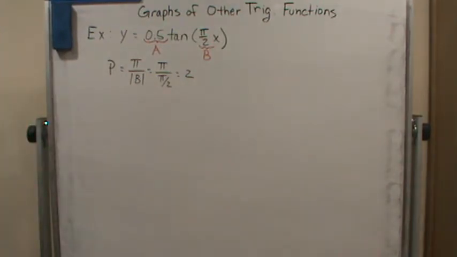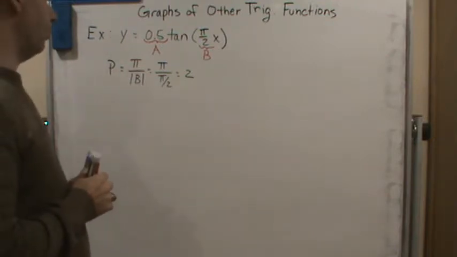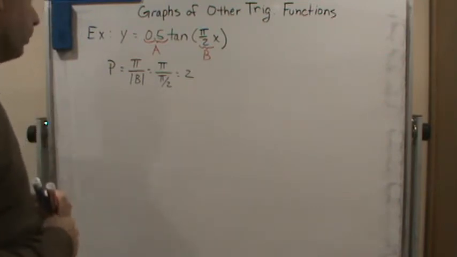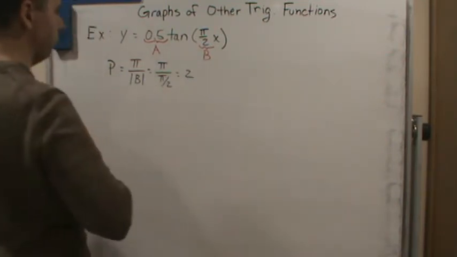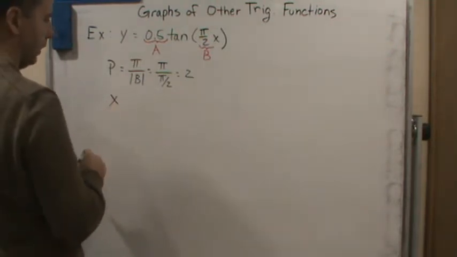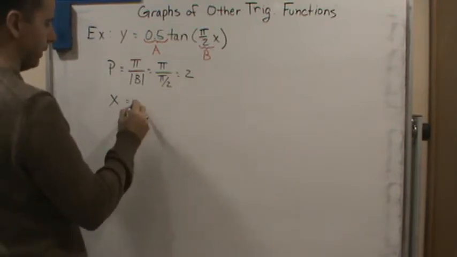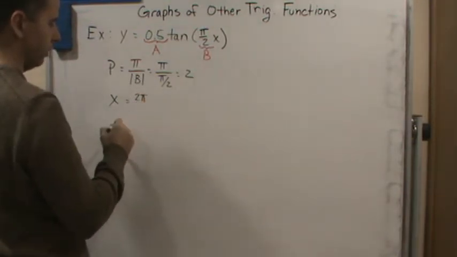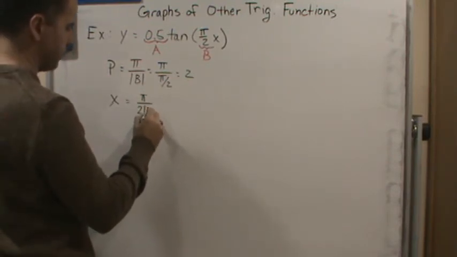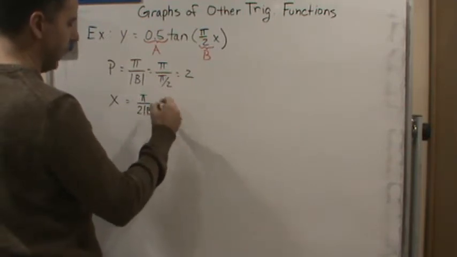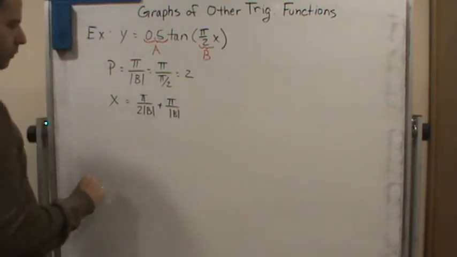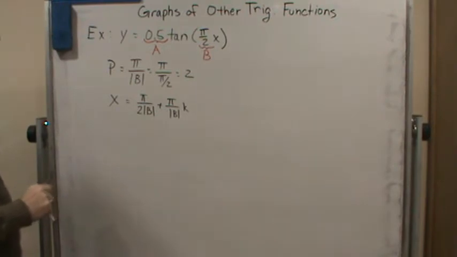Okay, so good. Now, where do we find our asymptotes? Well, we're going to divide the period by 2, right? So our first asymptote is going to be at pi over 2 times the absolute value of B, plus any multiple of pi over the absolute value of B. So any multiple of that, where k represents an integer.